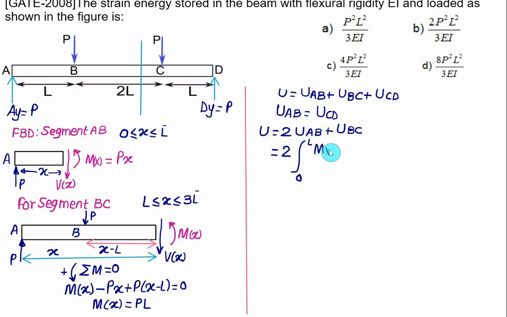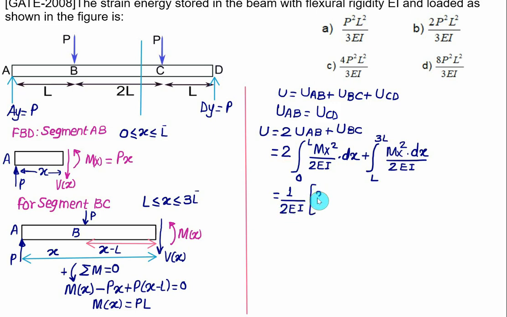We have Mx squared divided by 2EI multiplied by dx, plus the strain energy for BC. The limit is from L to 3L, so we have the integral from L to 3L of Mx squared dx divided by 2EI. The 2EI we can take common, so 1 upon 2EI is taken common.